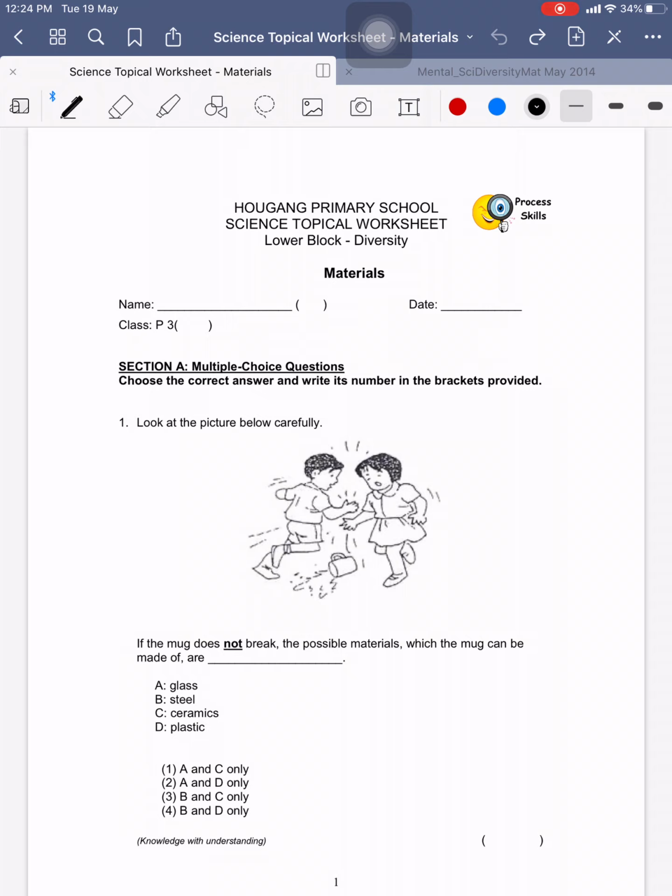So you have two kids. One of the kids dropped the mug, and the question says, if the mug does not break, the possible materials which the mug can be made of, they are. So the key idea is the material here is something that does not break easily. So the answer we will have 4.